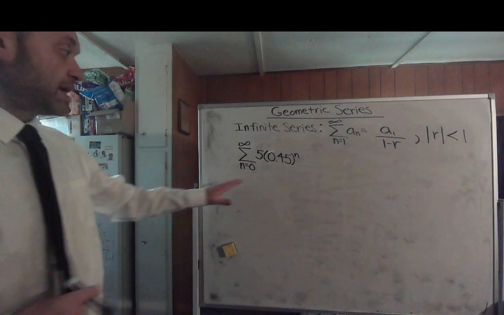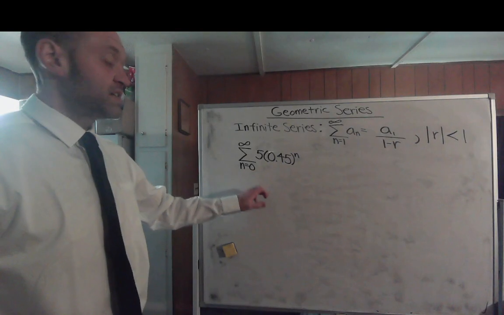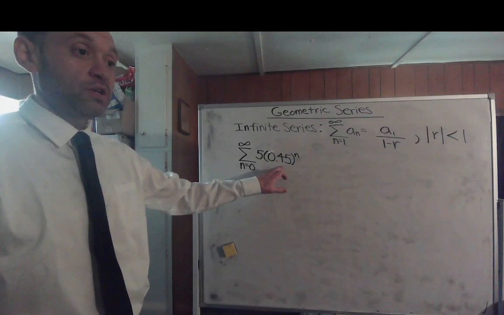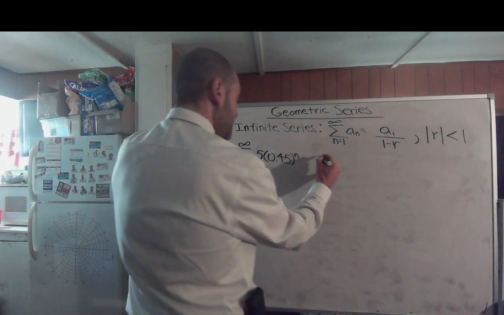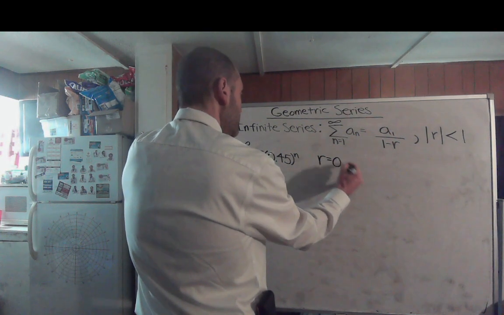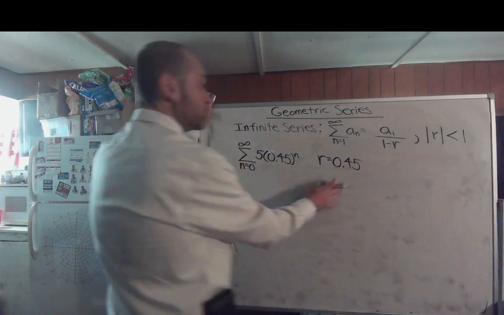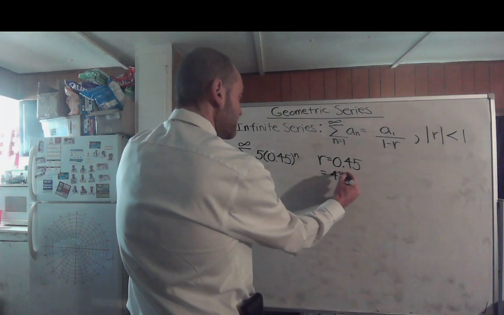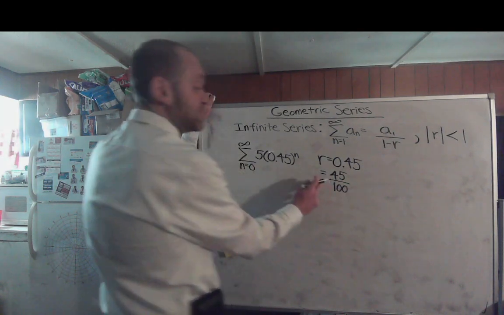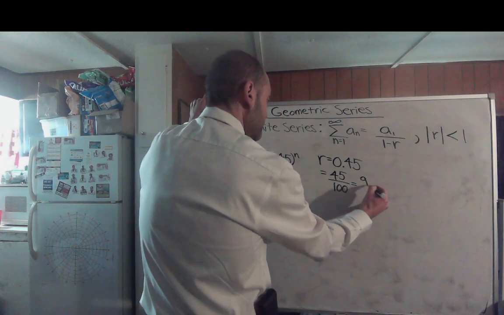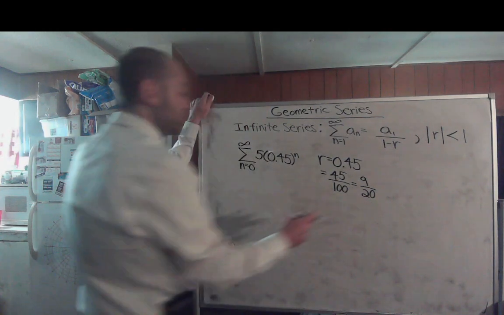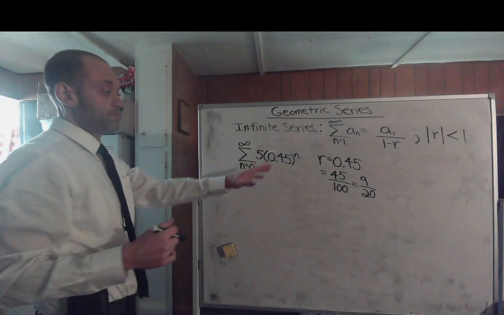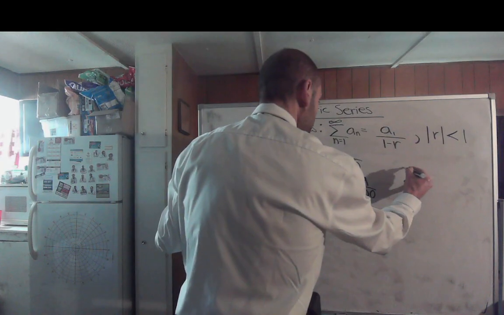Alright, so we have the sum from n equals 0 to infinity of 5 times 0.45 to the n power. Well, first thing, what's your common ratio? That's 0.45, which is definitely less than 1. That's going to work, but let's convert that to a fraction. That's 45/100ths, which when we simplify that, you should end up getting 9/20ths. So your common ratio in fraction form is 9/20ths. Now your first term, your a sub 0, is going to be 5.